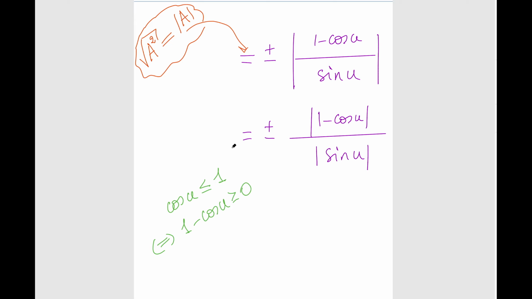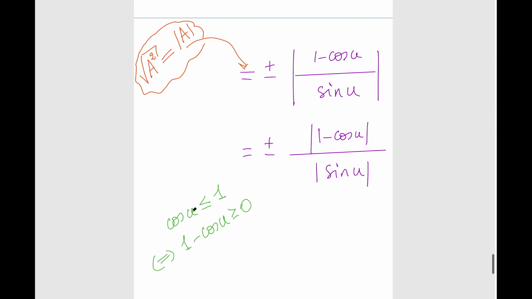If you subtract both sides by cosine of u, don't you get 0 less than or equal to 1 minus cosine of u, which means 1 minus cosine of u is at least 0? So this entity here is bigger than or equal to 0. So what can you say then about its absolute value? The absolute value of something that's non-negative is itself.